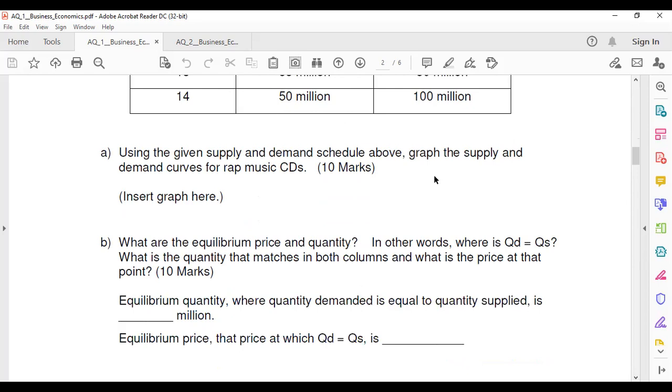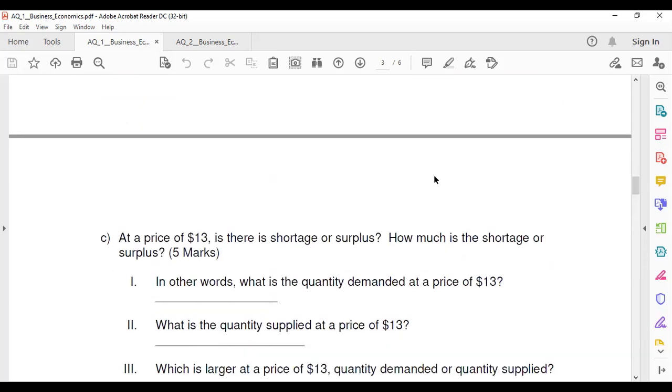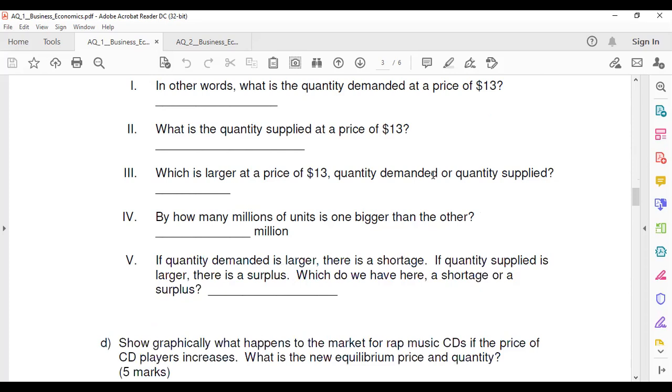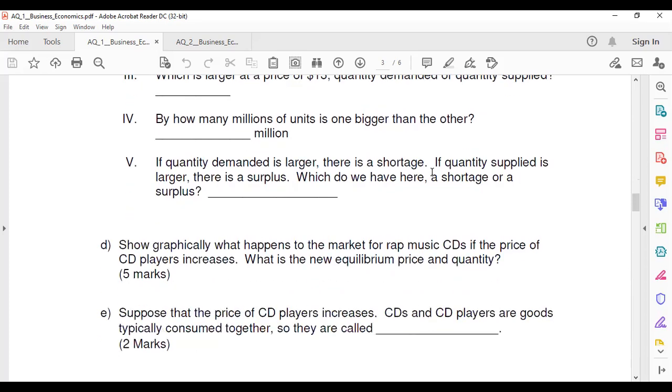Question number B is very straightforward. You need to just answer fill in the blanks. The moment you cover your equilibrium and demand and supply definitions, you should be able to answer this question. C is at the price level 13 is a shortage of supply. Again, the moment you understand what is demand and supply, you should be able to answer this. D, actually show graphically what happens to the market for music CDs, the price of CDs increase. Again, is either increase or decrease related to your supply and demand.